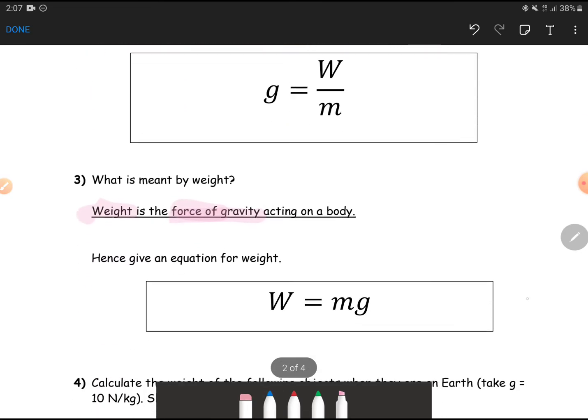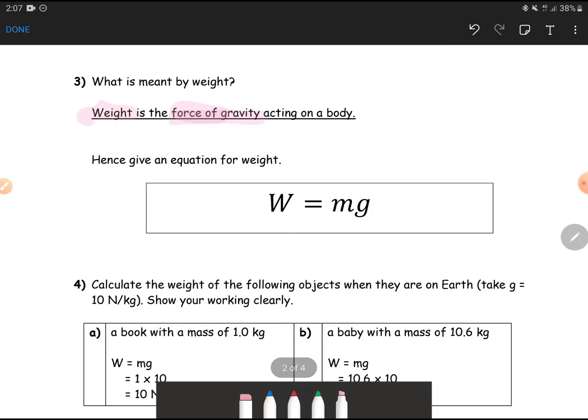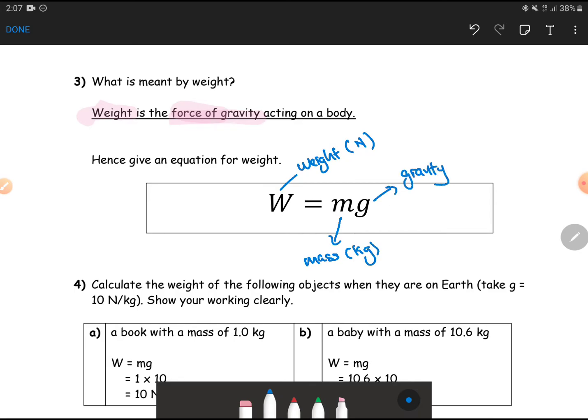Now, the equation for weight is W = mg, so that's quite straightforward. It's a very familiar equation for all of us. W stands for weight, and it is measured in newtons. m stands for mass, and is measured in kg. And of course, g stands for gravity, and it depends on the planet that we're talking about. But on Earth, we will take it as 10 newtons per kg.